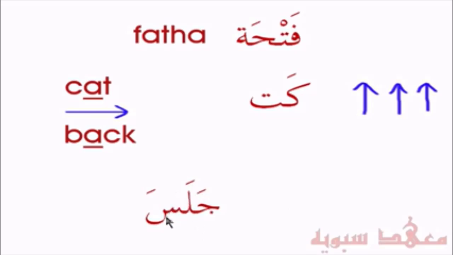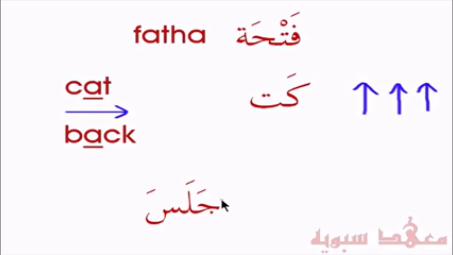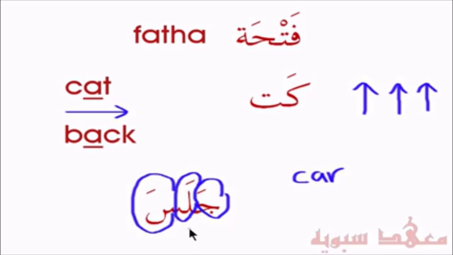And then finally we have the sin. That's equivalent to the S sound in English. So this will be sa. So ja, la, sa. Jalasa. So jalasa means he sat. And notice we don't elongate. There's no elongation of the sound. So we don't say, like, for example, when we say the word car, it's car, it's not caar. So this will be 1 syllable. That's another syllable. And that's another syllable. So there's 3 syllables. Ja, la, sa.